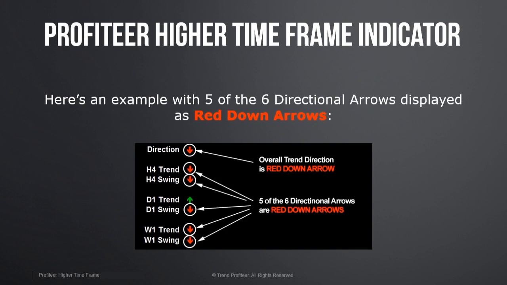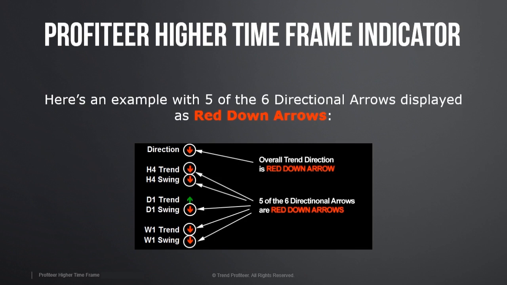Here's another example. We've got 5 of the 6 directional arrows displayed as red down arrows. Of course, the overall trend direction is down. Again, it doesn't matter which arrows are pointing down as long as there's 4 or more. 4, 5, or 6 gives us a strong sell opportunity at that particular pair. That's what we're looking at, and unless you have some really compelling reason, you shouldn't be looking at taking a trade in the opposite direction.